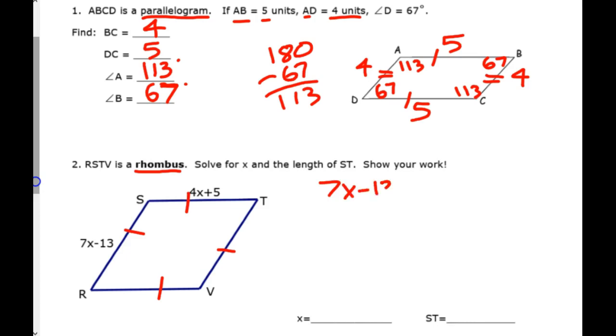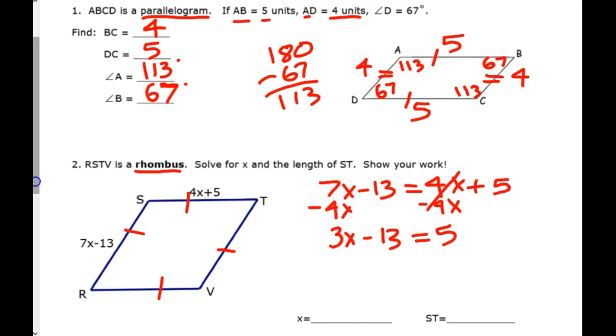7x minus 13 equal sign 4x plus 5. When x is on both sides, we get rid of the smaller x. So minus 4x minus 4x. So I get 3x. Bring down minus 13 equals 5. Get rid of the minus 13 by adding 13. And I get 3x equals 18. Last step to get rid of that 3. We divide by 3. Then I get x equals 18 over 3, which is 6.